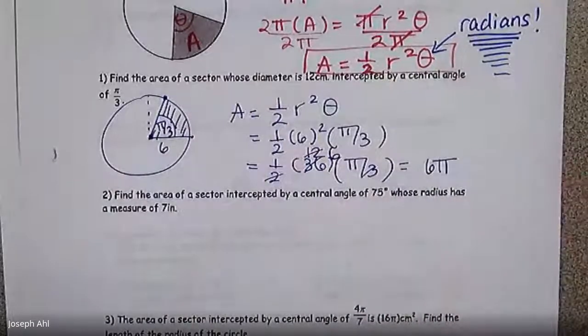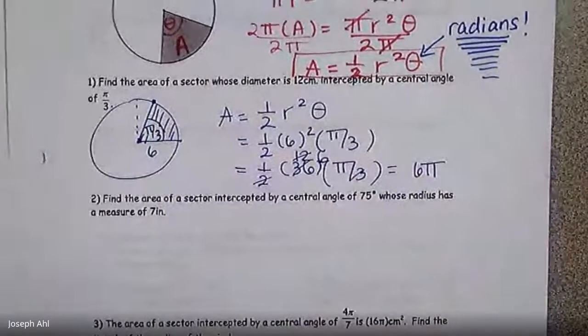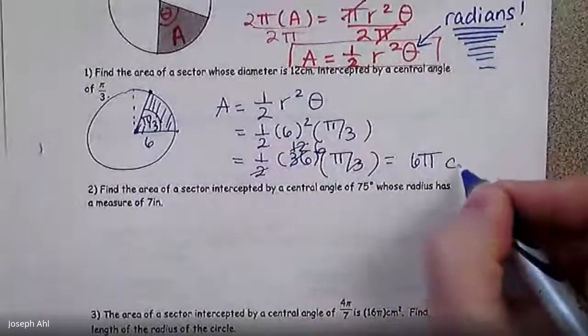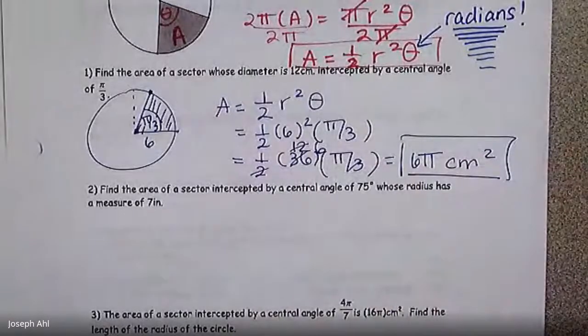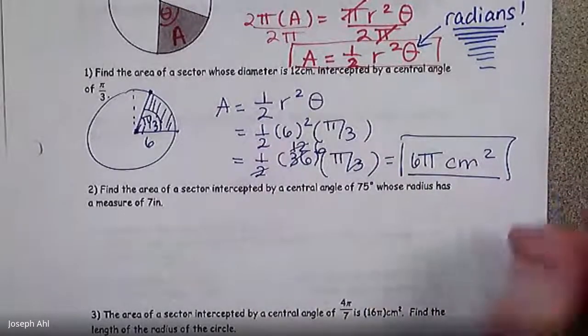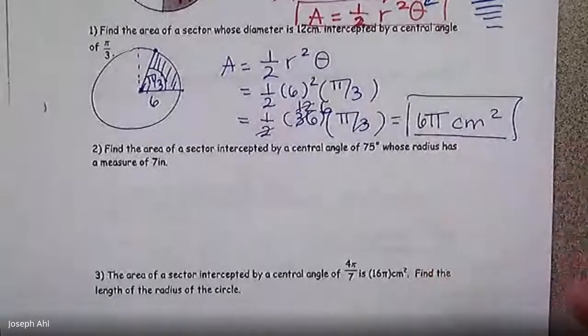Now, I don't really care too much about how you label units. If you're going to label them, I want you to label them correctly, though. This is square centimeters, okay? Because we're talking about an area. So 6 pi square centimeters would be the exact answer. If I said round, we could, of course, do that.